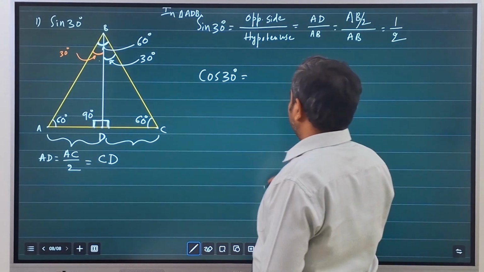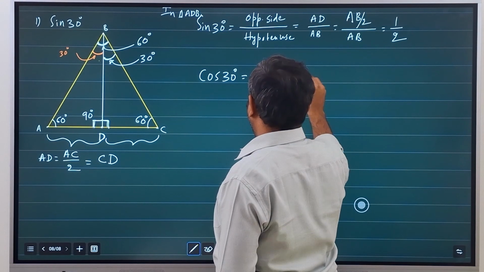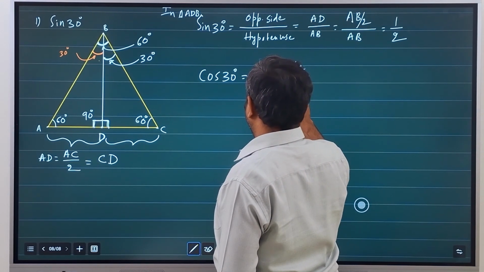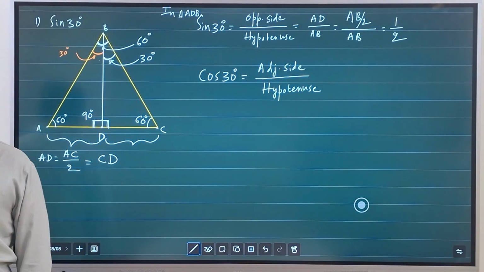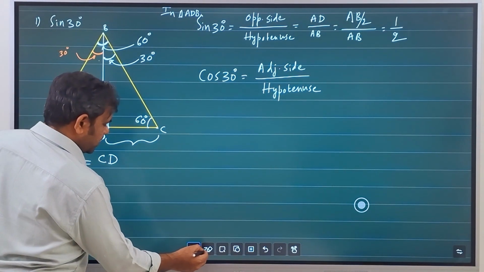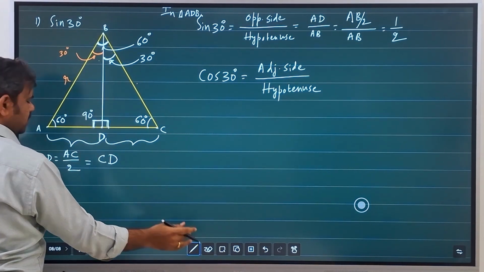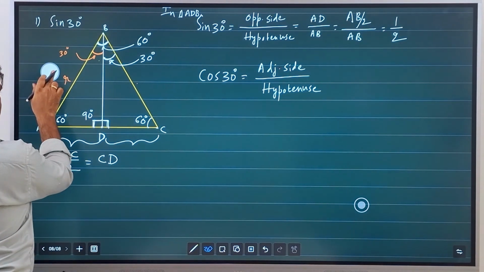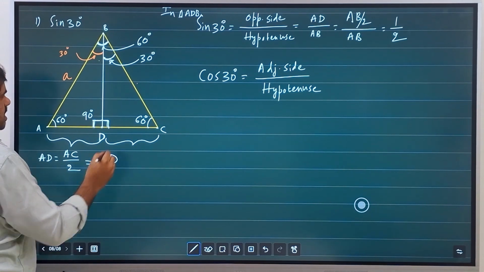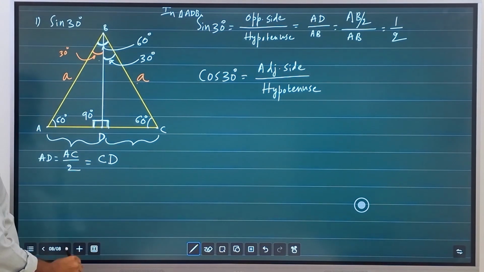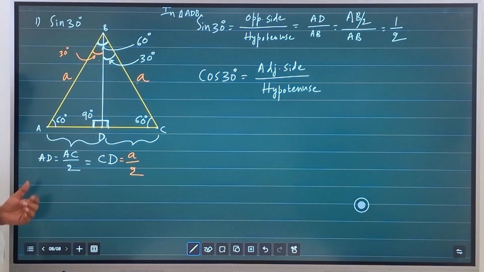Cos 30 degrees is equal to the adjacent side divided by the hypotenuse. Let me call the side of the equilateral triangle A. You can use any name, but we generally use the symbol A. So this side is A, this side is also A, and the total side is also A. So these sides are A by 2.